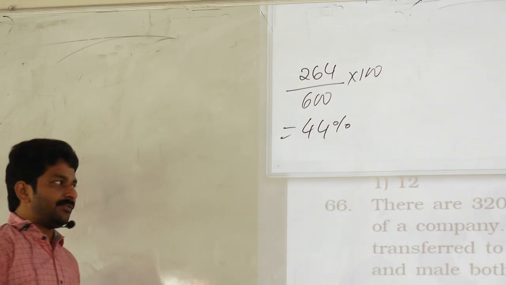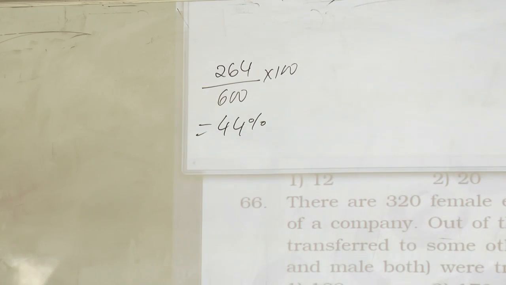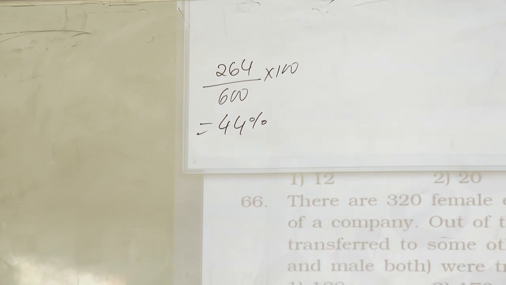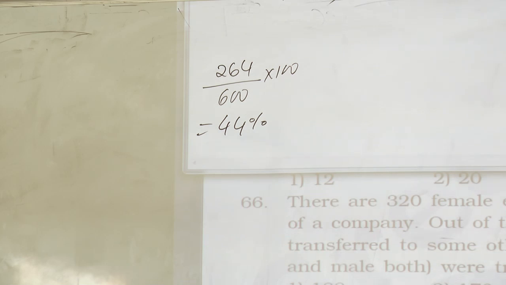There are 320 female employees and 680 male employees, total 1000, in a particular branch of a company. Out of them, 20% of female employees and 15% of male employees were transferred to some other branch of the company. How many employees were transferred to the other branch? Right.